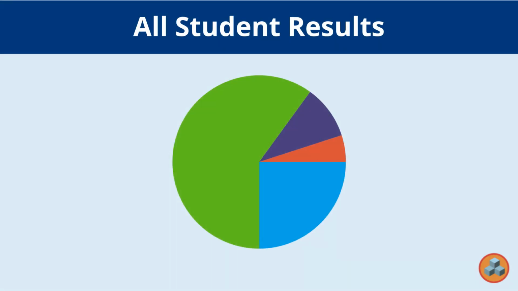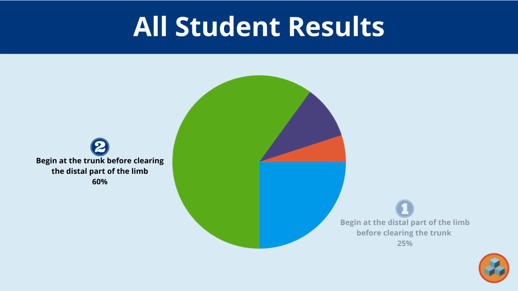Let's explore the all-student data. 60% of students selected option 2. Begin at the trunk before clearing the distal part of the limb, the correct response. 25% of students selected option 1. Begin at the distal part of the limb before clearing the trunk.